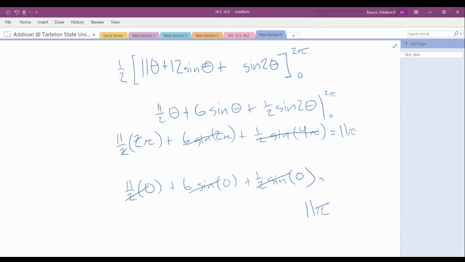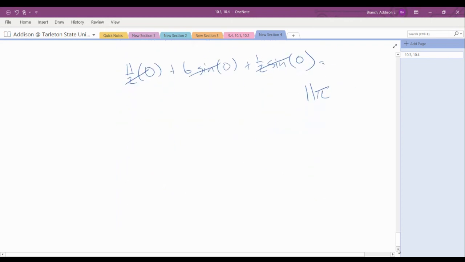Since we are running a little short on time, I'm just going to show the setup for the next ones, but I'm not going to integrate them.